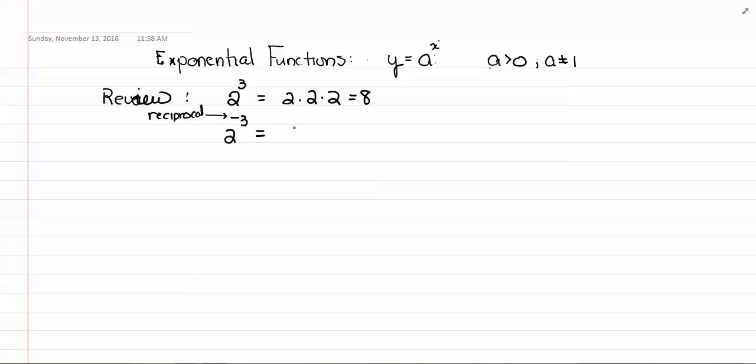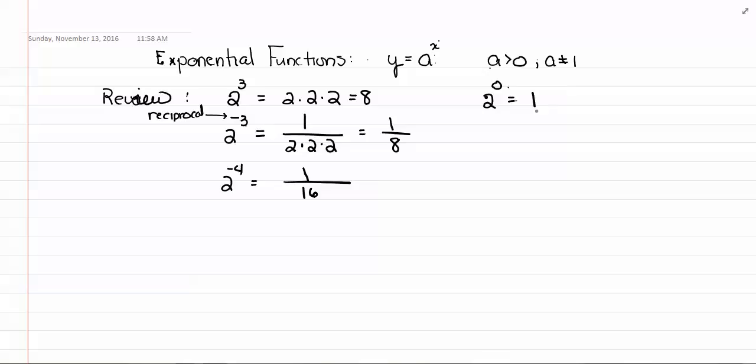So we're going to take 1 over 2 times 2 times 2. So 2 to the negative 4 is 1 over, that takes care of the negative, and then 2 to the 4th is 16. Any number to the 0 power is the number 1.